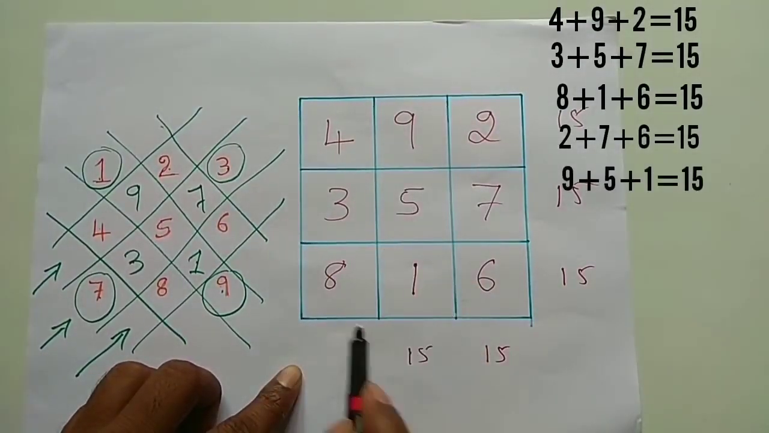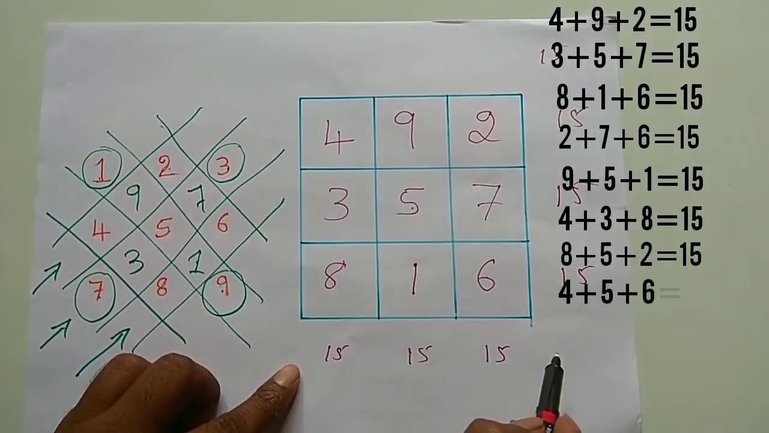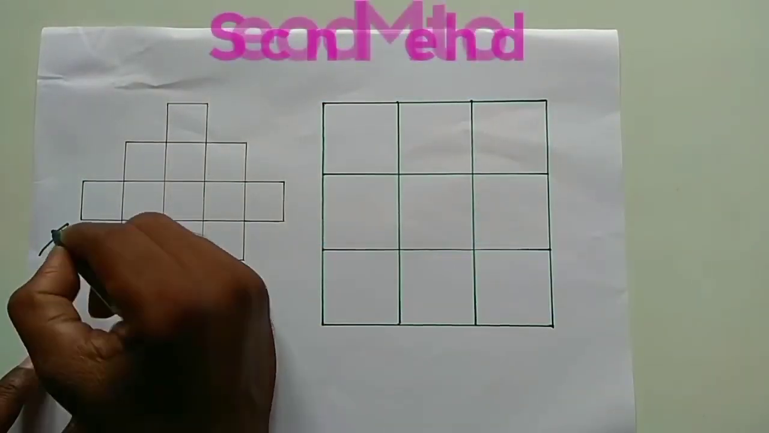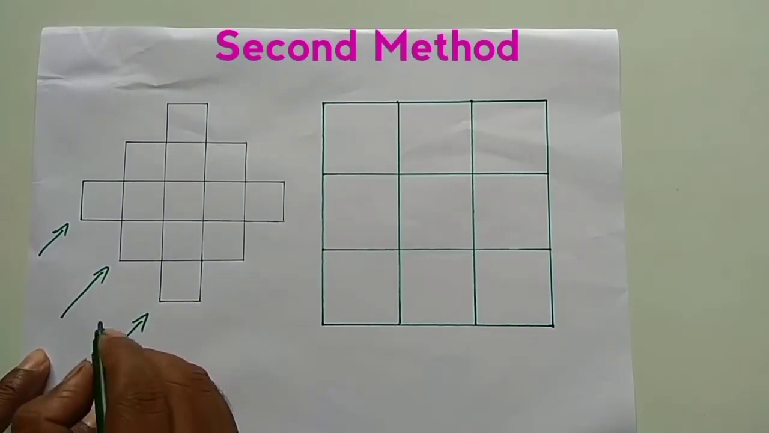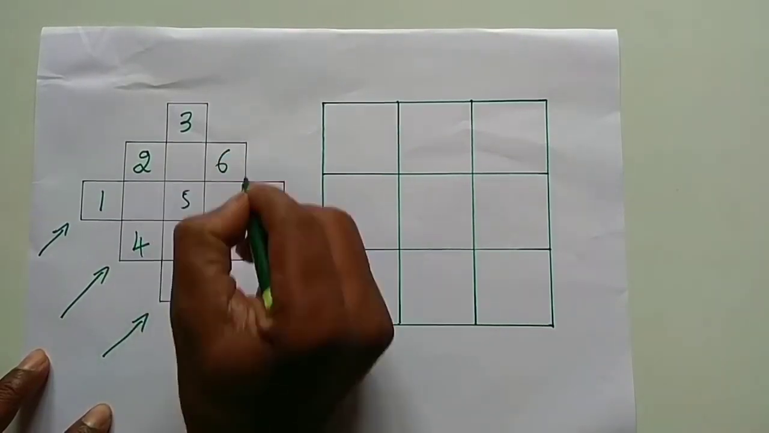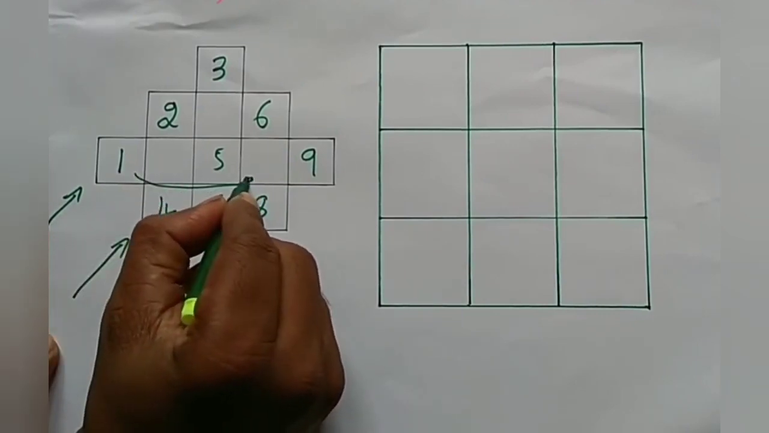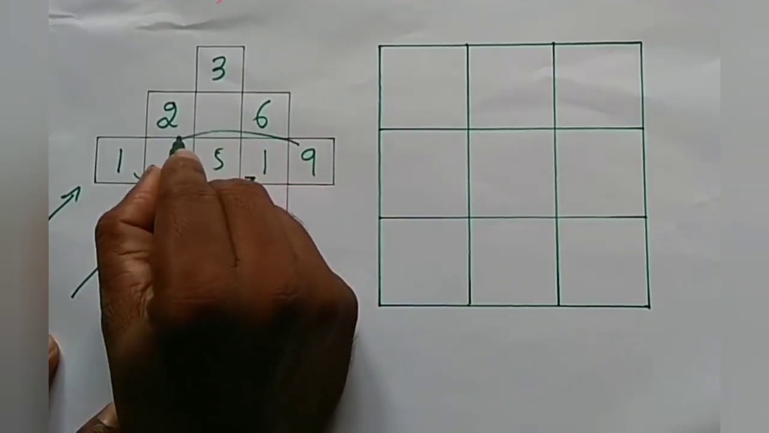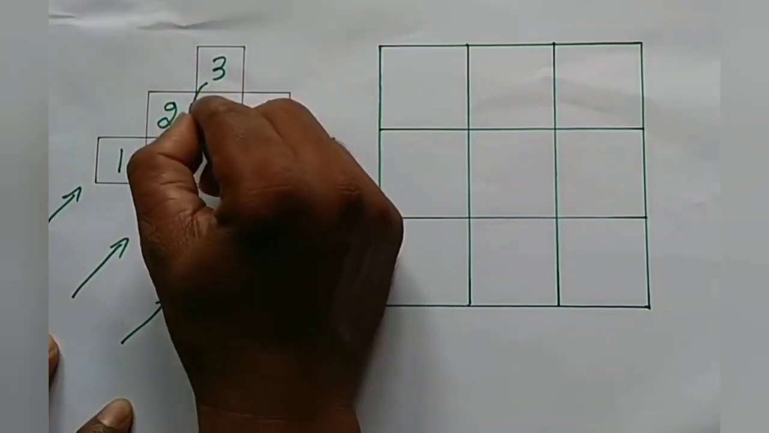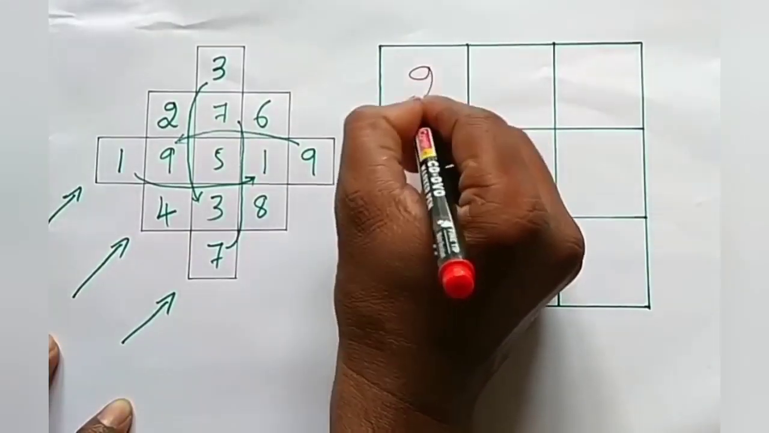Next, second method. Write numbers 1 to 9 in this way. Next, interchange the numbers 1 and 9 and 3 and 7. First row 2, 7, 6. Second row 9, 5, 1. Third row 4, 3, 8.